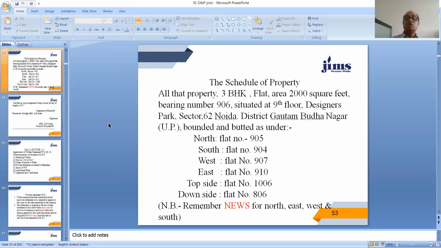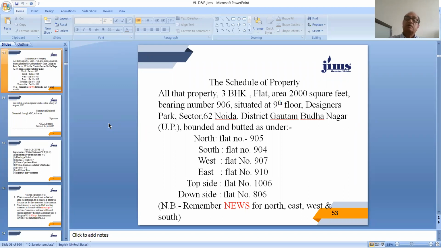Now, lastly, dear students, you are supposed to write down the details of the property which you want should be sold to you under the heading schedule of property. And the schedule of property has to be drafted very carefully, otherwise you may lose the case, or even if the case is decreed, the property which will be written in the decree will be wrong, and wrong execution of the decree will be done. So schedule of property says all that property, 3 BHK flat, area 2000 square feet, bearing number 906, situated at 9th floor, Designers Park, Sector 62, Noida, district Gautam Buddha Nagar, UP, bounded and butted as under.